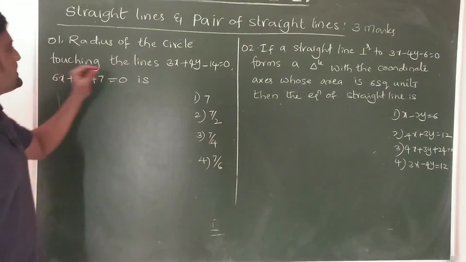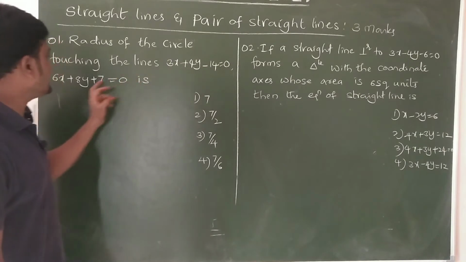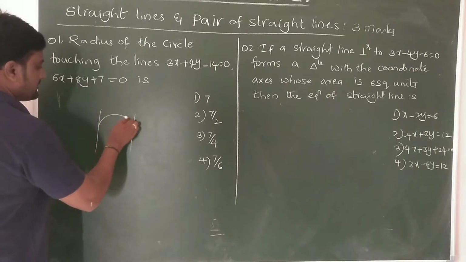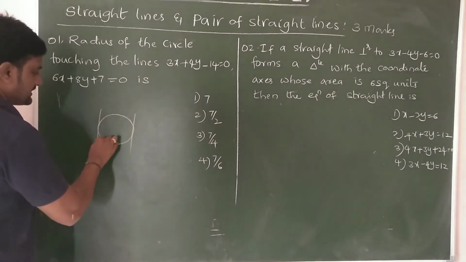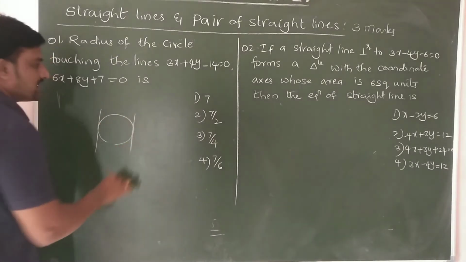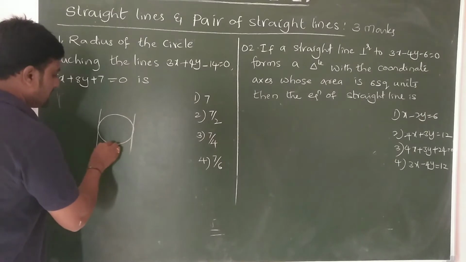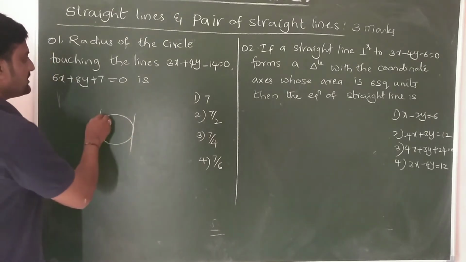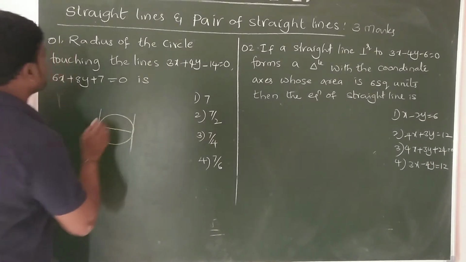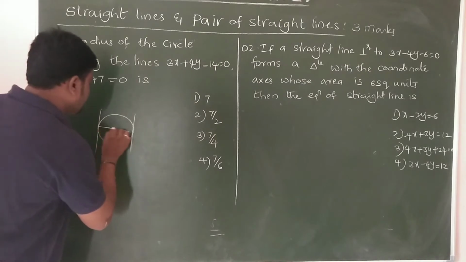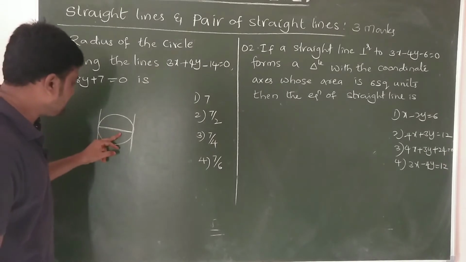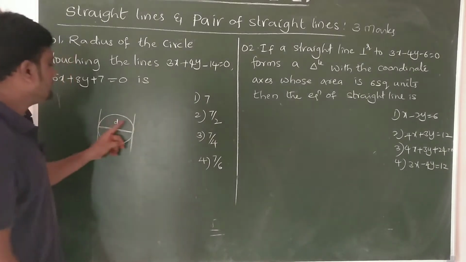Here, find the radius of the circle touching the lines. Two lines are given like this. Now the circle touching the lines like this, these are nothing but tangents to the circle, yes or no? Now these two tangents are parallel to each other. So the distance between two straight lines is nothing but this diameter.